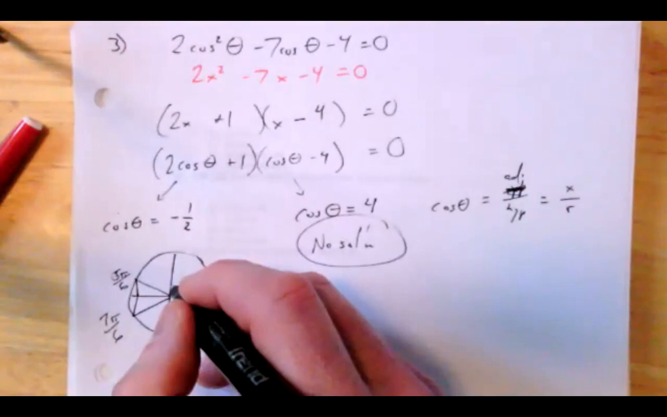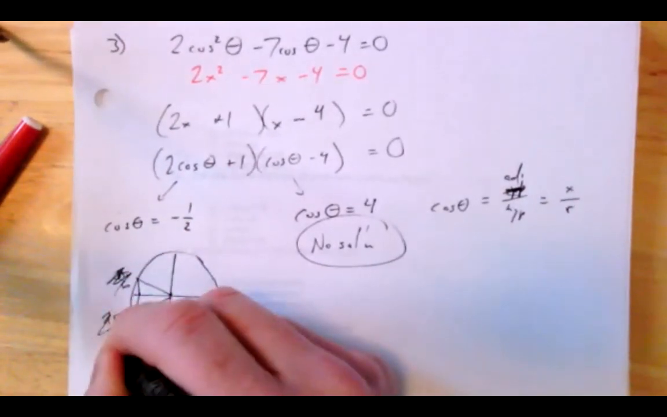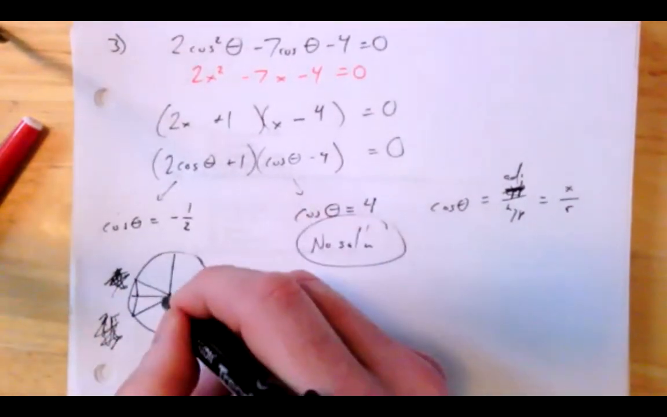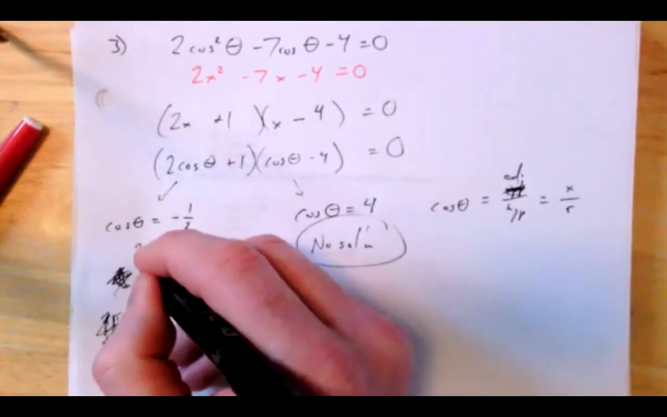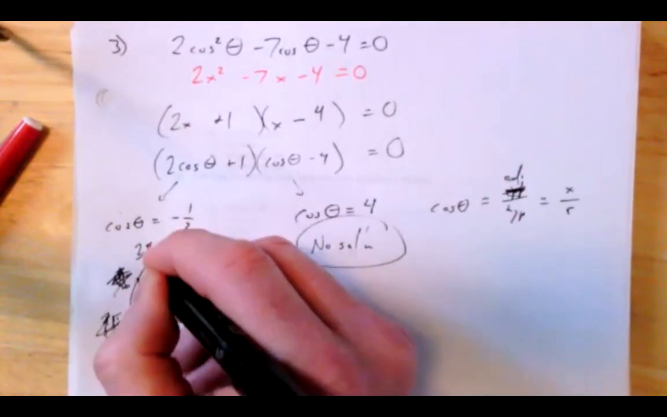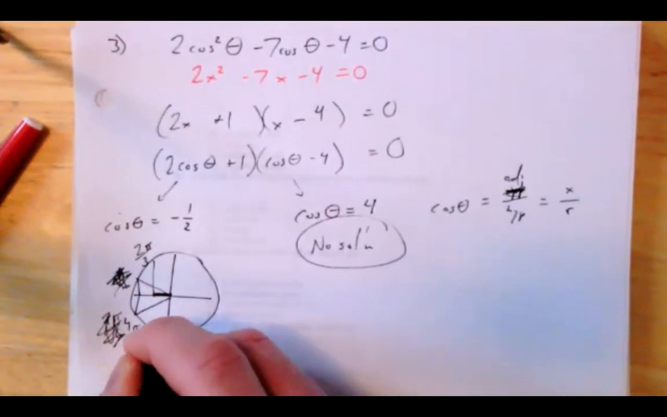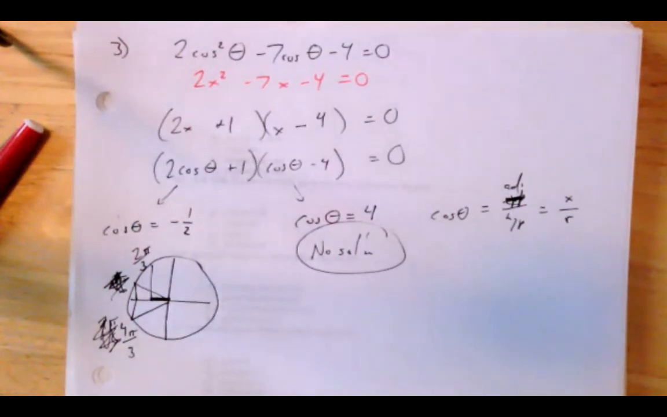Cos is negative, like those x values. Oh, I'm falling apart. You're right, cos is a half. Cos is the shorter version. You're right. So this is 2 pi over 3, and this is 4 pi over 3, right? Is that right? Am I doing it right now? Yes.